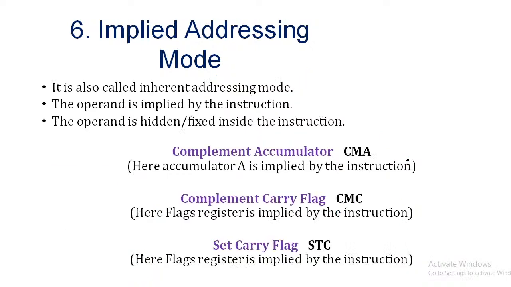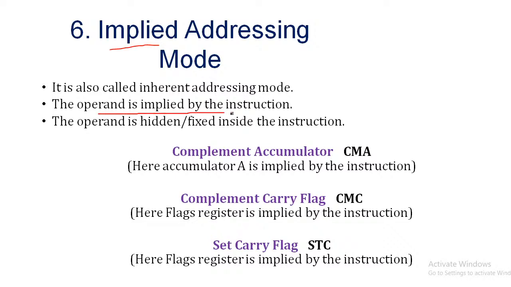Now come to the implied addressing. In case of implied addressing, the operand is not explicitly told. Like R1, R2, we are not explicitly telling the name of the operand. So the operand is implied. This is very implied, that's why the naming convention is implied.